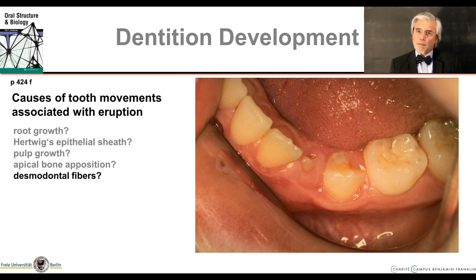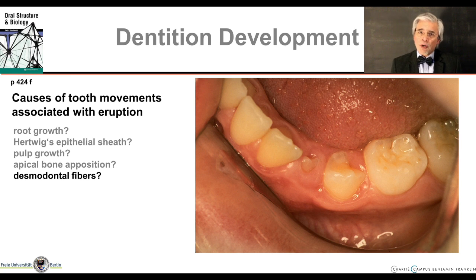This was also checked by scraping away the desmodontal fibers, which then healed. But after that, the teeth that had been abraded in this way actually did not erupt. There was then an ankylotic connection between the teeth and the alveolar bone. And well, ankylotic teeth do not move, we know that.